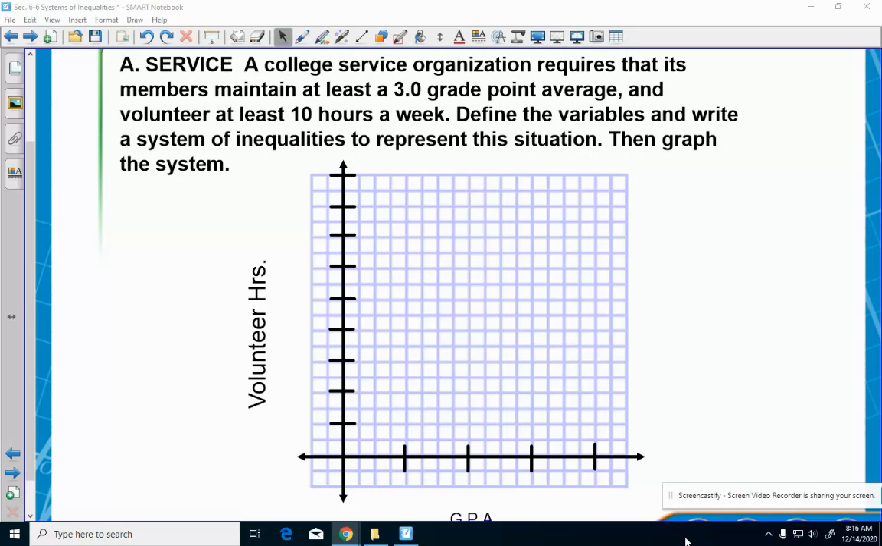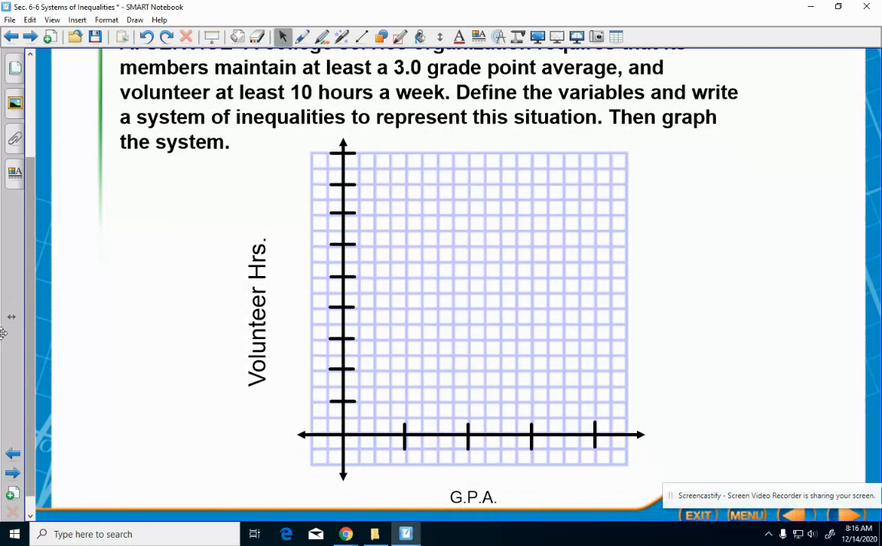So here's the question. Can I define a variable? Meaning, can I lay out what should go where? What's going to be defined by my GPA? Well, you can see just by looking at the graph, I've already defined my GPA to be the variable of x. Okay, can I write a system of inequalities?